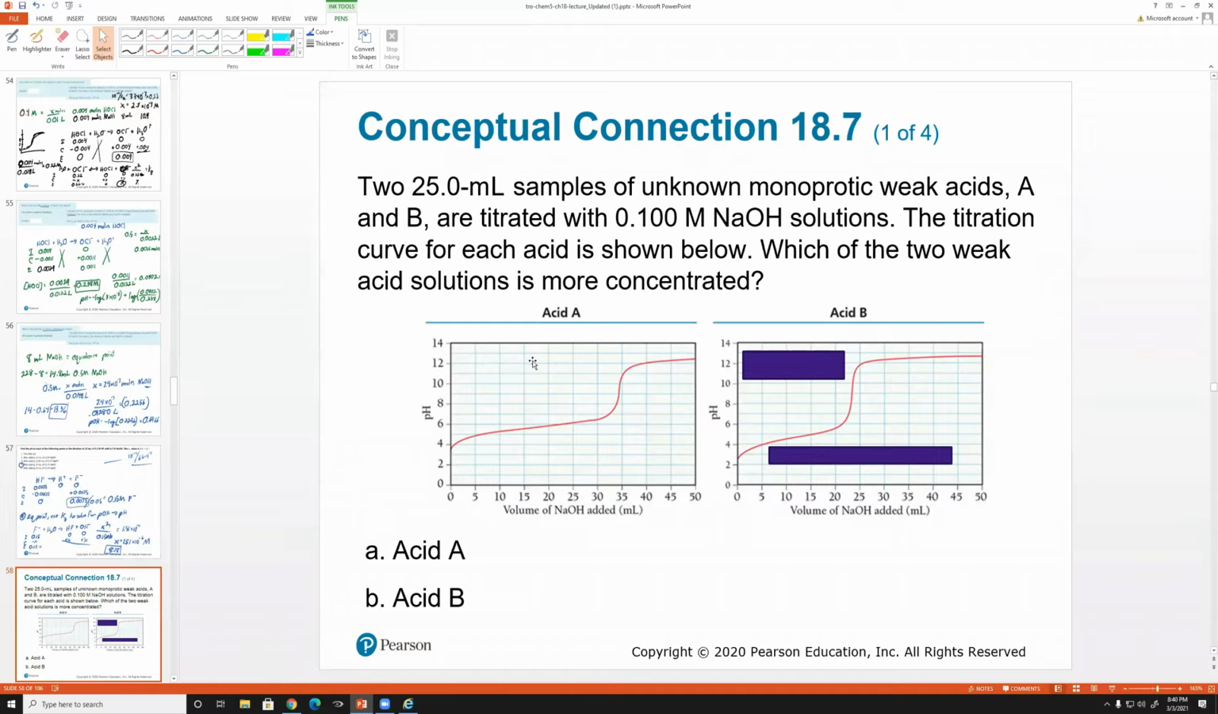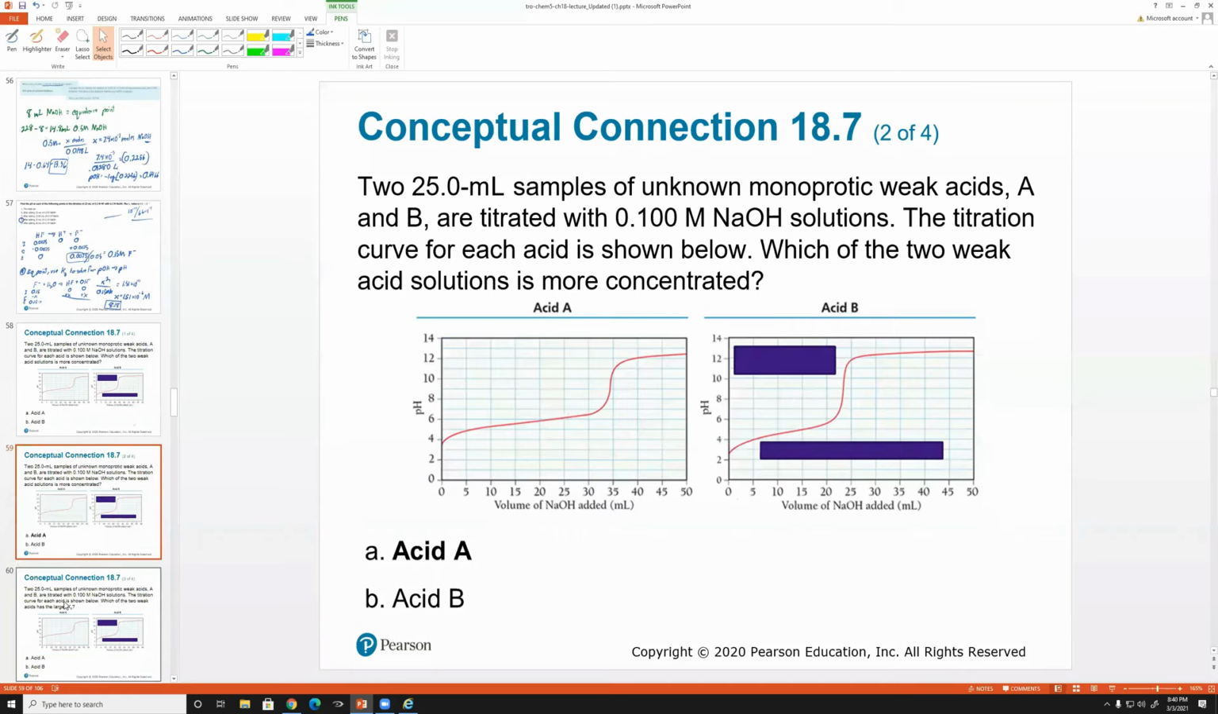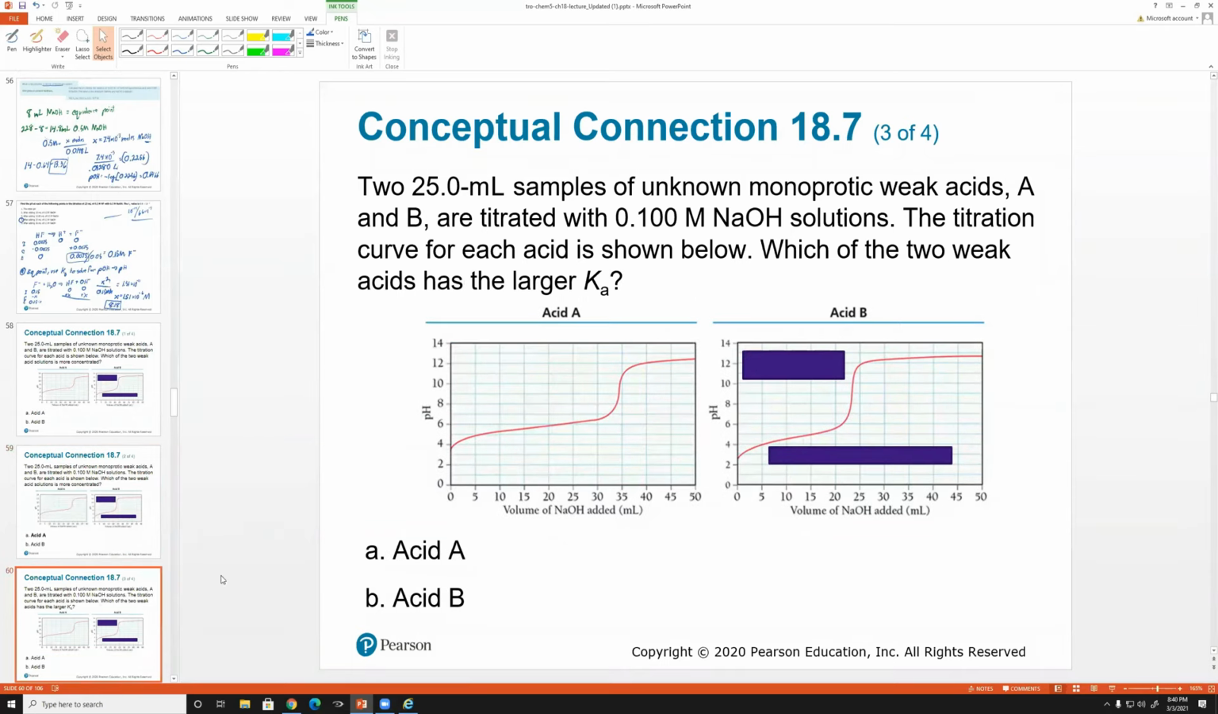So what do you guys think? The concentration for the acid means that wouldn't it take more base to neutralize it if it's more concentrated, right? There's more molecules. So which one of these represents one with more molecules of acid? Good, A, right. So acid A, because it takes 30 milliliters to start to really get out of the buffer zone. Here, only 20 milliliters, and we start to get out of the buffer zone, and we start to neutralize everything. Good.